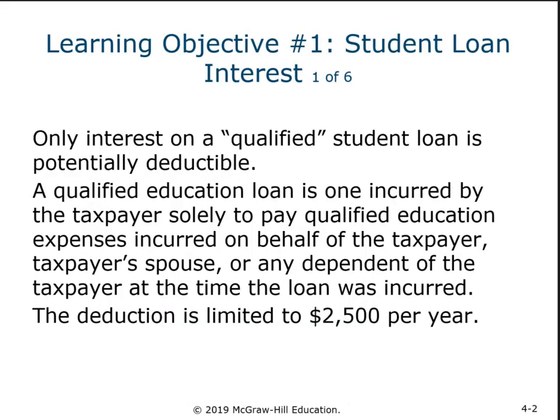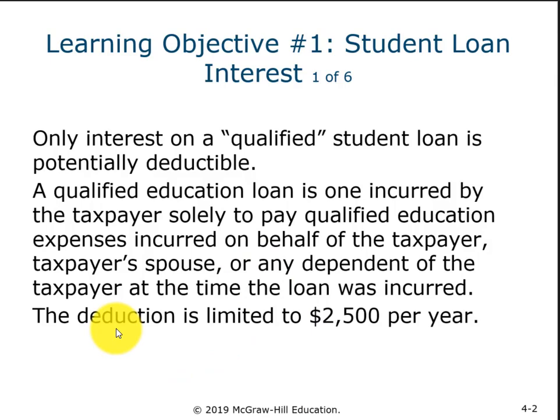So the first one we want to talk about, and this does not follow the order that it shows up on that Schedule 1, is student loan interest. First of all, it has to be for a loan to go to school, to pay qualified education expenses. It's got to be for a taxpayer, spouse, or dependent. Another situation where it's important to know if someone is a dependent or not. If they're not a dependent, then paying their student loan interest would not qualify under this deduction. It is limited to only $2,500.